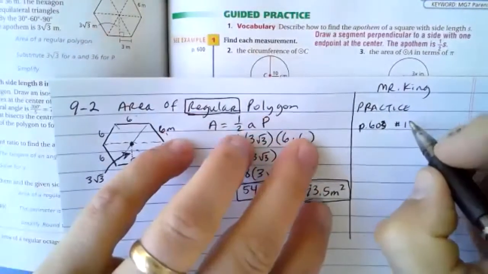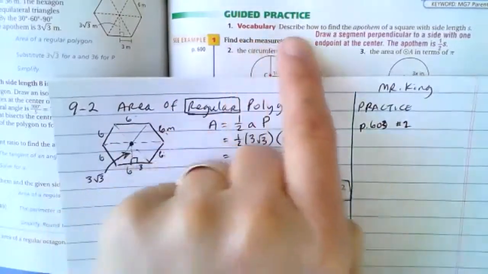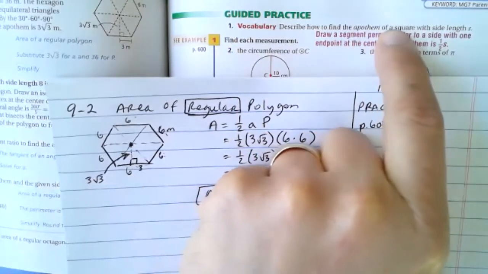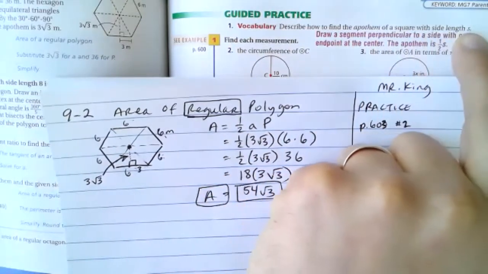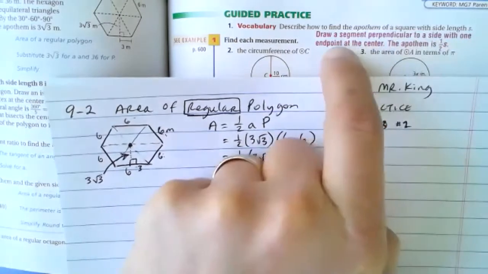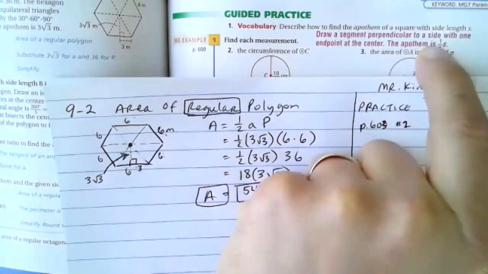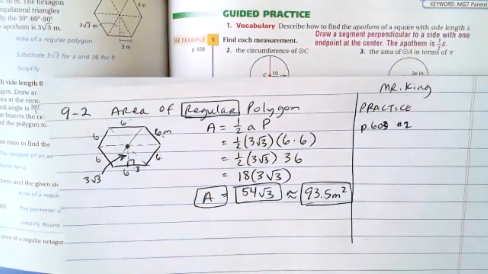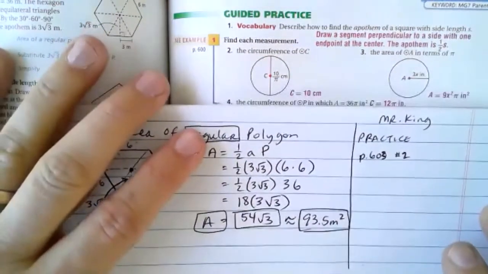I'm going to do number 2. Number 1 is a vocabulary term. It says describe how to find the apothem of a square with side length s. It says draw a segment perpendicular to a side with one endpoint at the center. The apothem is 1/2 s. I'm not going to discuss that right now. I just want to go down here and talk about number 2.